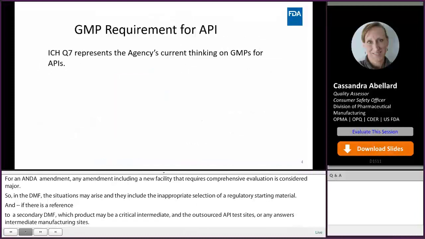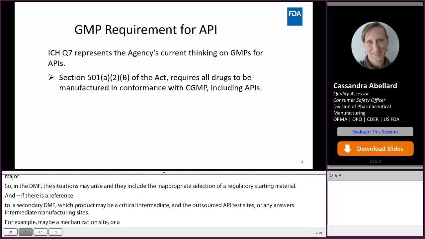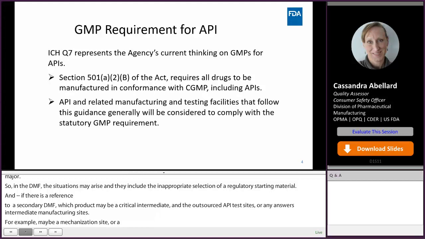As most of you are aware, ICH Q7 represents the agency's current thinking on GMPs for APIs. Section 501(a)(2)(B) of the Act requires that all drugs be manufactured in conformance with CGMPs. This includes APIs. API and related manufacturing and testing facilities that follow this guidance generally will be considered to comply with the statutory GMP requirement.